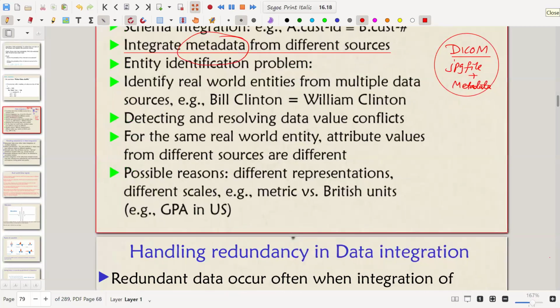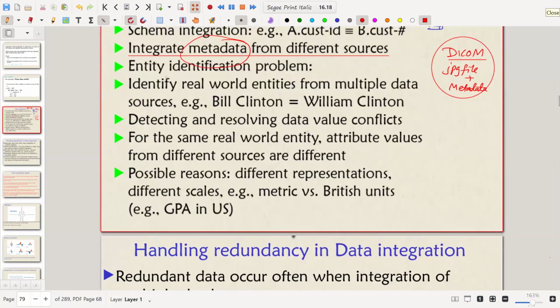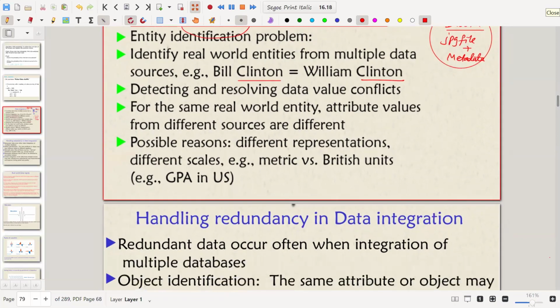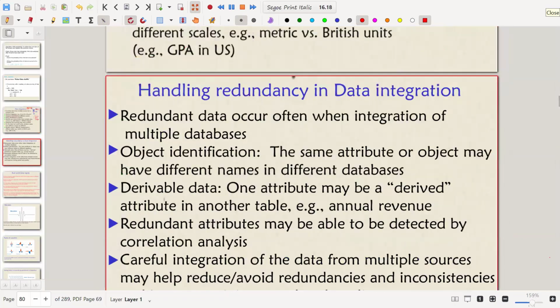So you can see there can be different issues, like maybe in one file Bill Clinton will be there, and in another file William Clinton will be there, but it's almost the same because they might be family members. So it's almost representing the same family, so it should not be represented as two different data. That's the challenge you face in data integration. So I'm giving you some challenges and how to handle them.